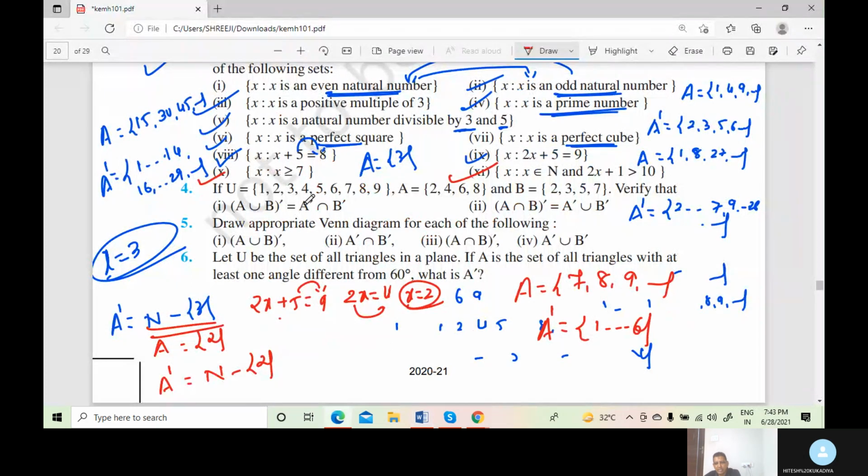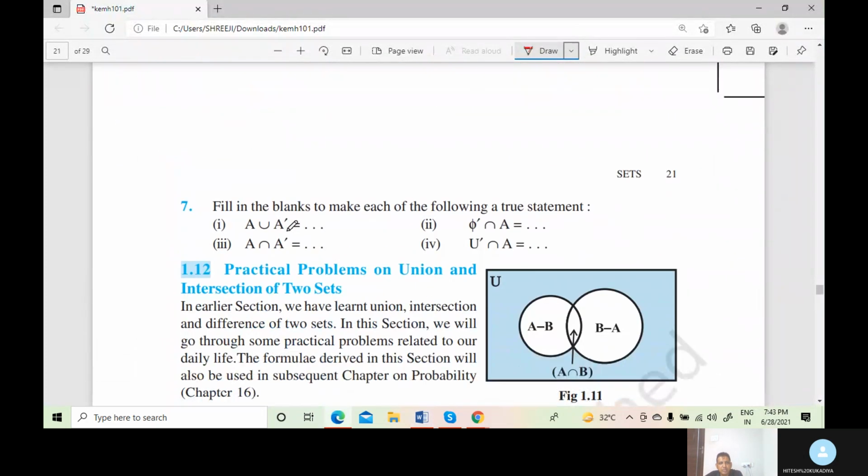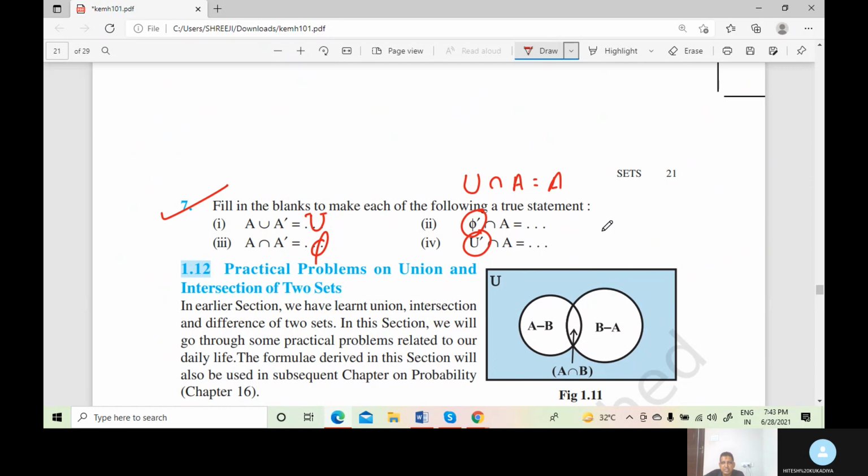Now we check here. This one is the property, question number 7. A union A dash is the universal set. The complement of the null set is the universal set. The universal set intersection A, the answer is A. Right. A intersection A dash is always the null set. Okay. The complement of the universal set is the null set. Null set intersection A, the answer is always the null set.